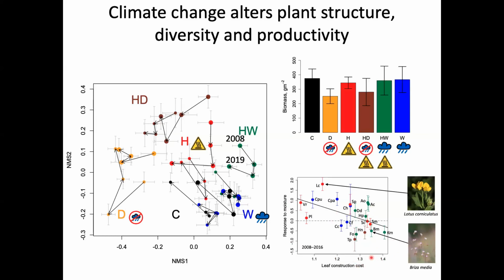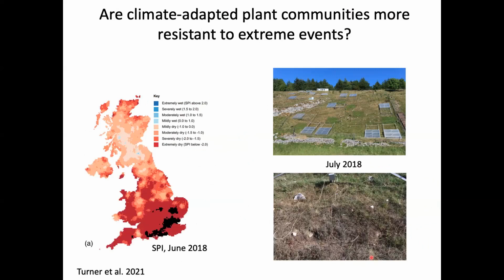So given these responses, one of the questions that we sort of opportunistically sought to address in 2018 was, do these responses to the climate treatments in the plant communities set up the vegetation to be more resistant to extreme events? For example, the shifts in the drought-treated communities might mean that they're better able to tolerate extreme natural droughts. Well, in 2018, we had such a drought that began in May and in the northwest of England lasted through to the end of July.